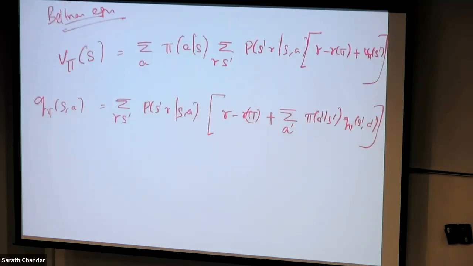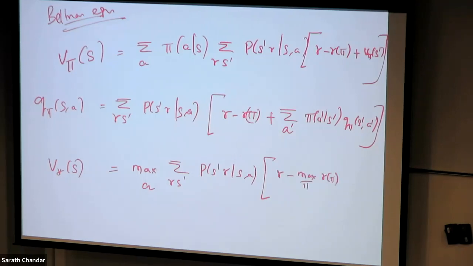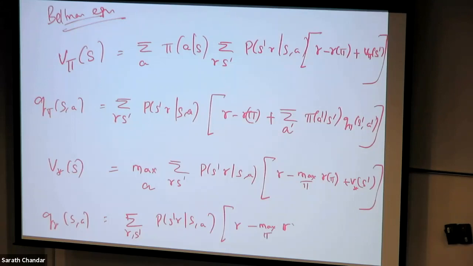Okay. Now I can also write the Bellman optimality equation similarly. So the optimality equation for state value is given by max over a, summation over r, s dash, probability of s dash, r given s comma a. Now r minus max over pi of r pi plus v star of s dash. You can see that there is no gamma here again. Similarly, I can write q star of s comma a. This is summation over r, s dash, p of s dash, r given s comma a, r minus max over pi of r pi plus max over a dash q star of s dash a dash. Okay. So we're essentially repeating all the traditional Bellman equations and Bellman optimality equations, but now we can write it in average reward notation.